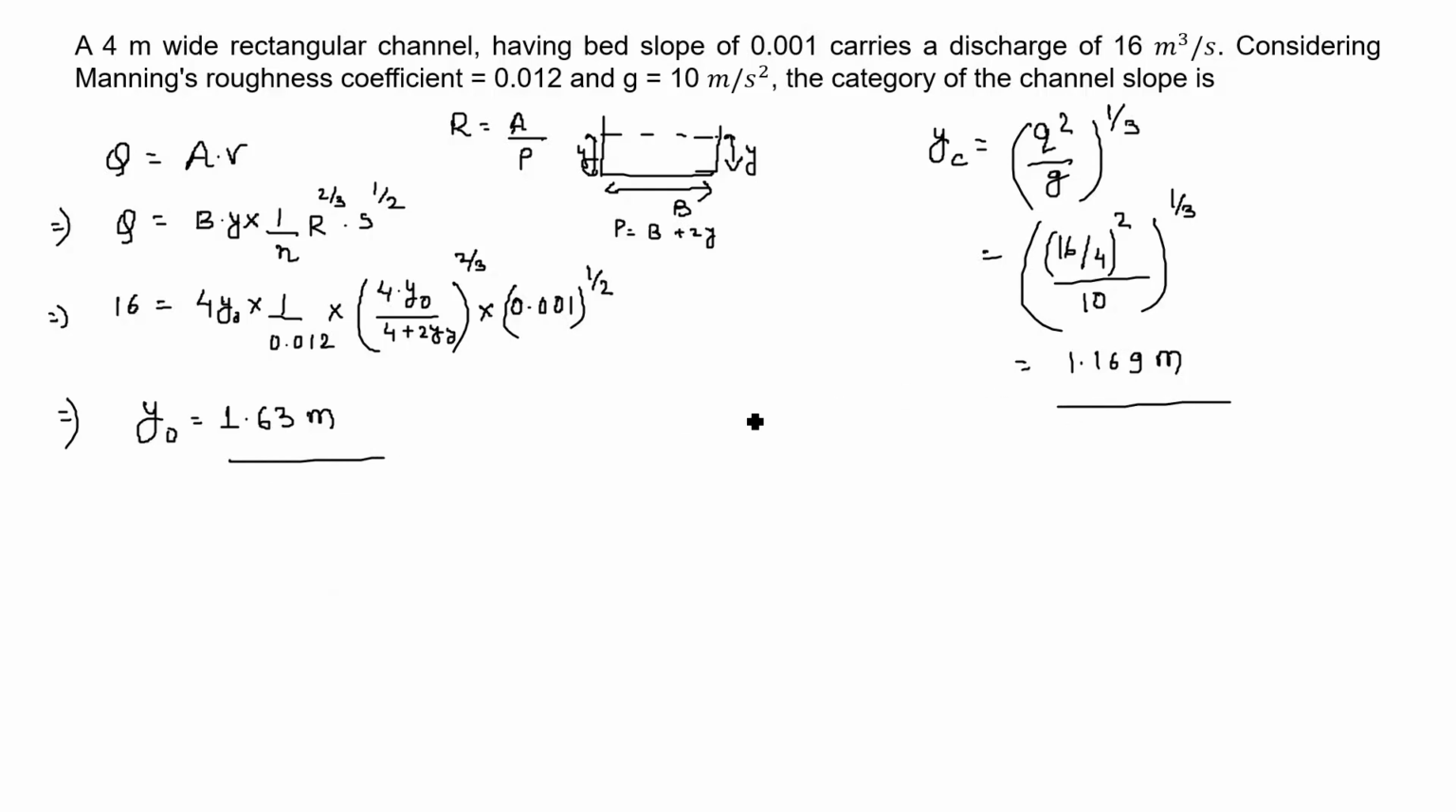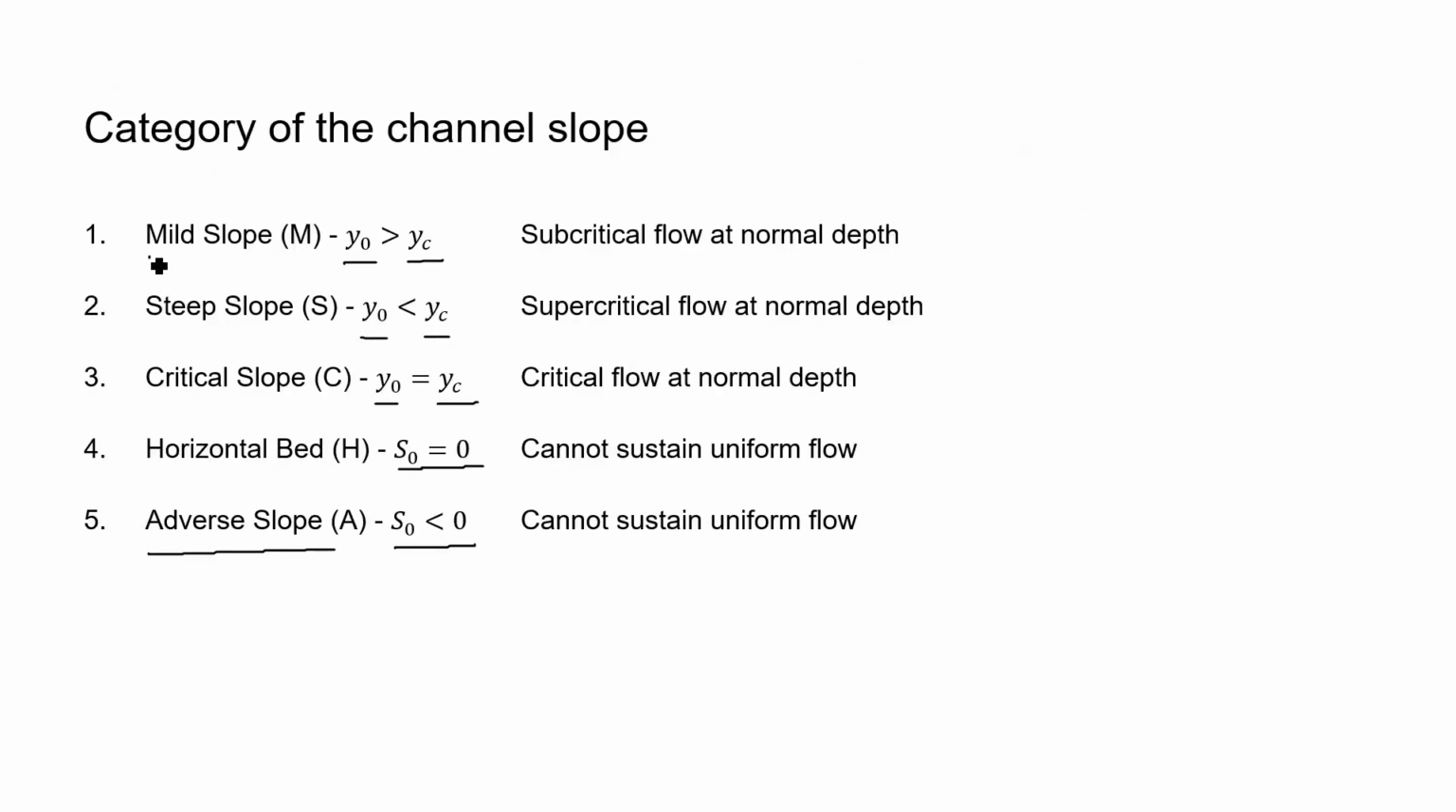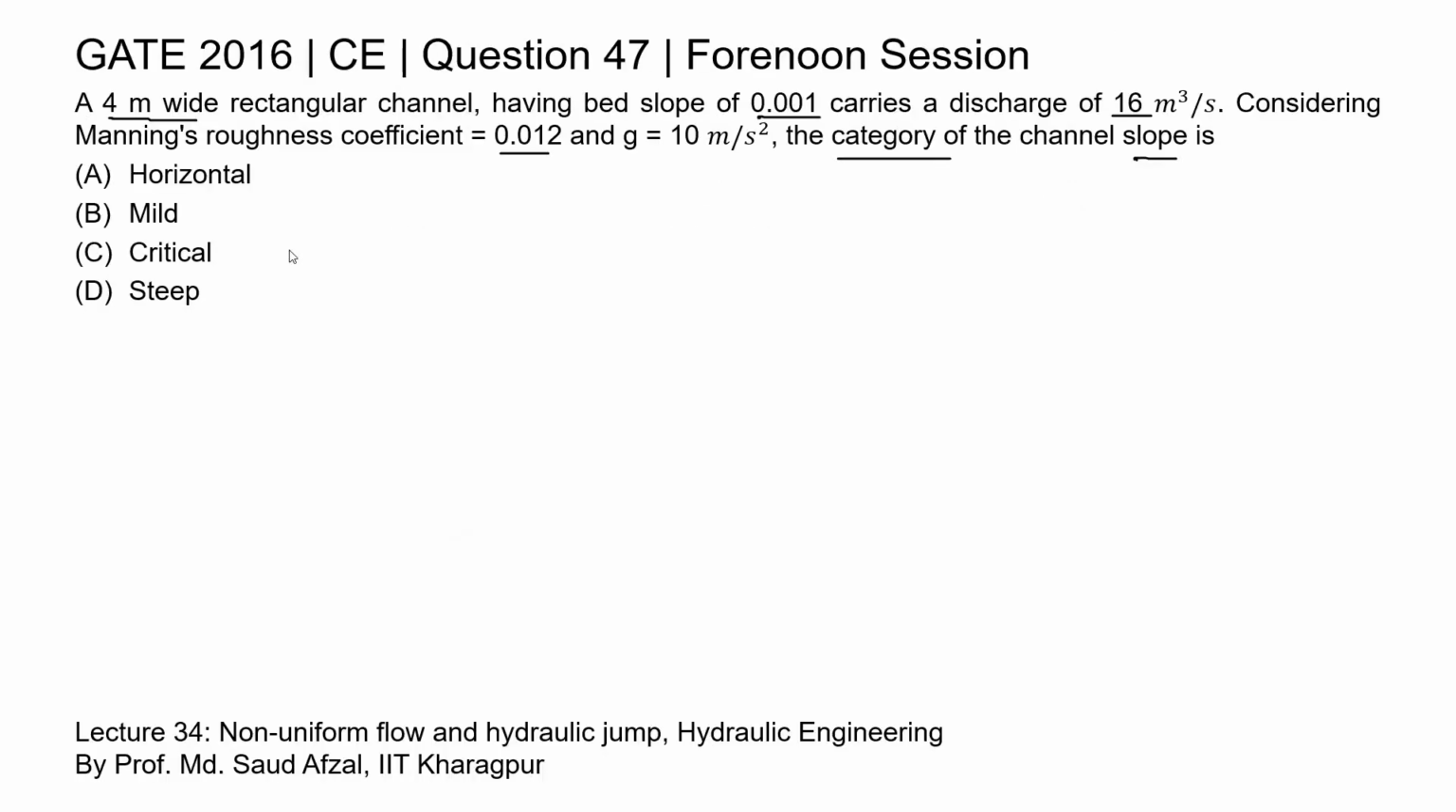By observing this, we can say Y naught is greater than Yc, and we know when the normal depth is greater than the critical depth, that slope is categorized as mild slope. So for this question, the category of the channel slope is mild slope. Mild is given in option B. So option B will be the correct answer for this question. Thank you.